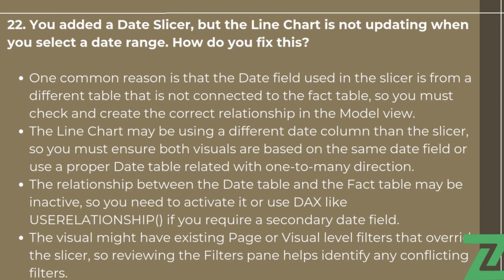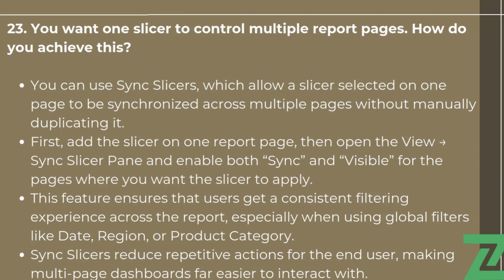The relationship between the date table and the fact table may be inactive, so you need to activate it or use DAX like USERELATIONSHIP if you require a secondary date field. The visual might have existing page or visual level filters that override the slicer, so reviewing the filters pane helps identify any conflicting filters.